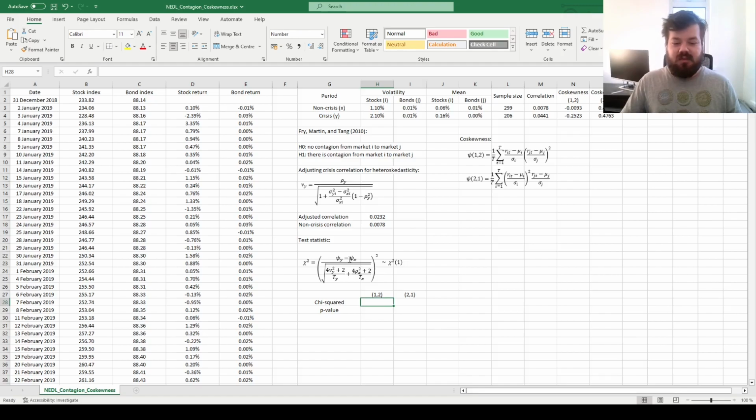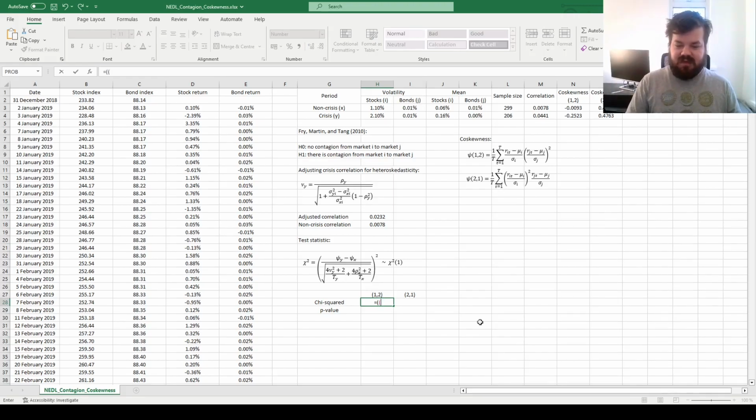So in the numerator of our expression, we just have the difference between coskewnesses in the crisis and non-crisis period, and we can make two tests: based on the 1-2 coskewness, which is the coskewness between the mean of stocks and the volatility of bonds, and the 2-1 coskewness, which is the coskewness between the volatility of stocks and the mean of bonds. So let's get on to it.